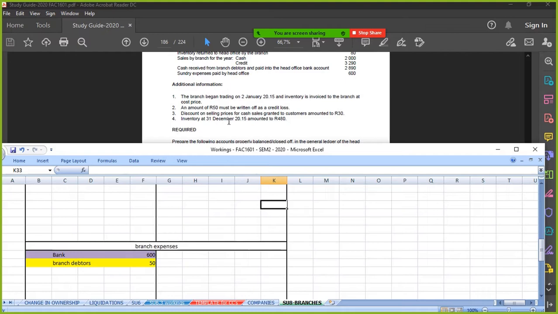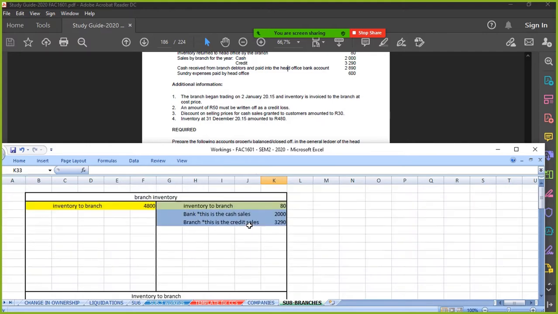Okay, what's next? Number 3. Tell me what's happening here. Discount on selling prices for cash sales granted to customers amounted to 30 Rand. So what's happening? Basically, you gave a discount. Who gave the discount? The branch. Good. If the branch gives a discount, what are they going to show? They're going to show a smaller selling price. Do you agree? Yes. How are you accounting for stock here? Cost price. Good. So would you show anything?